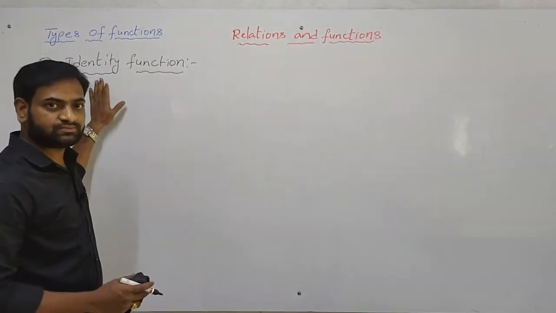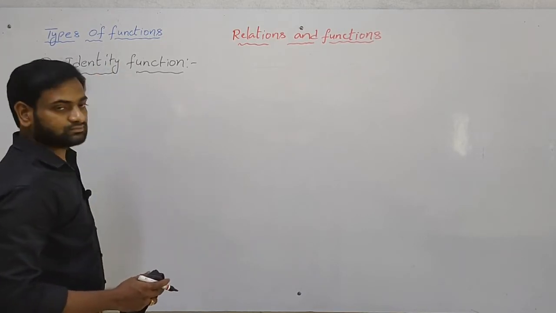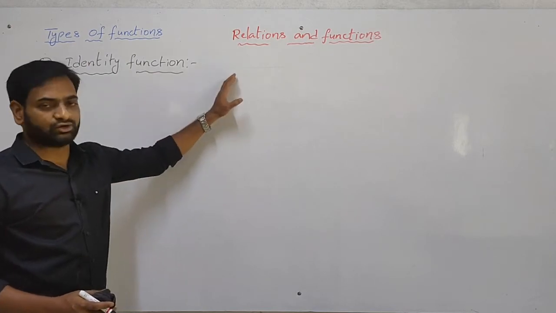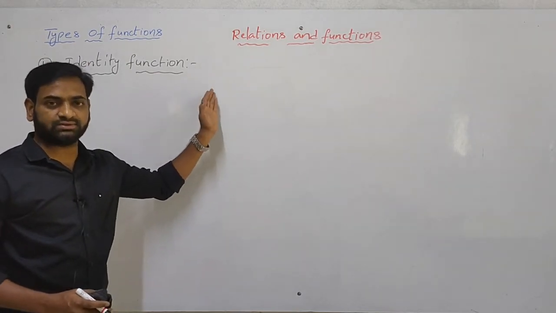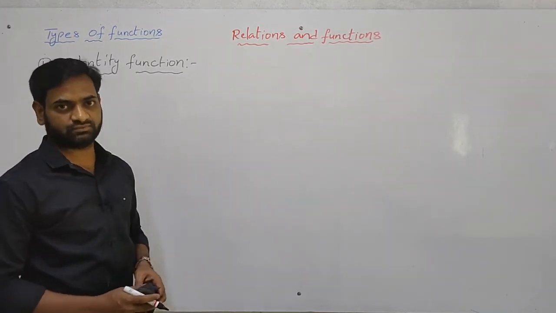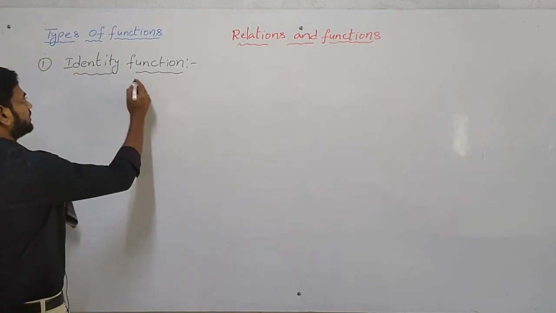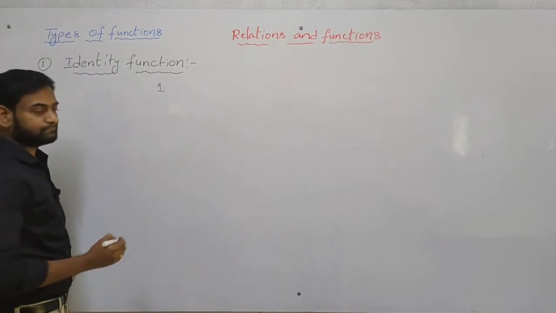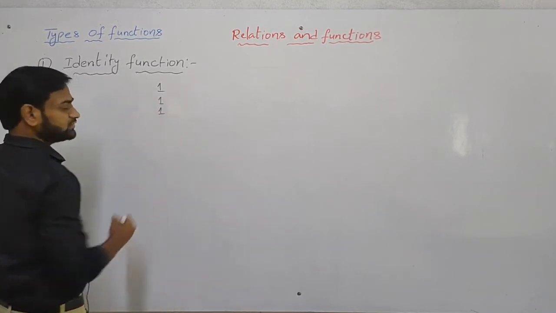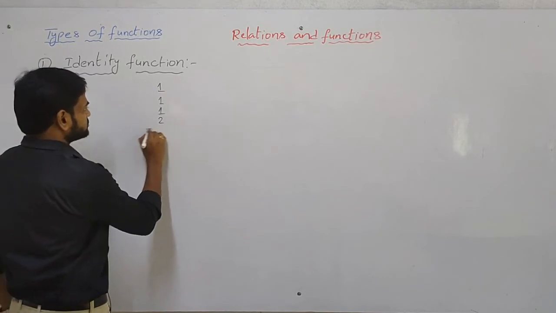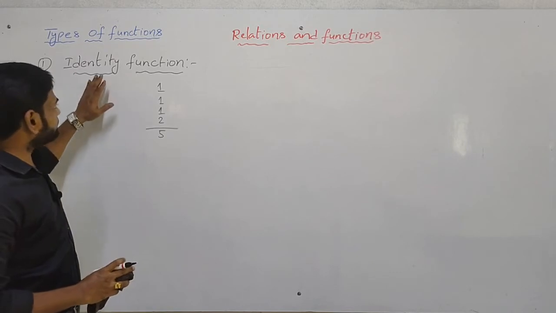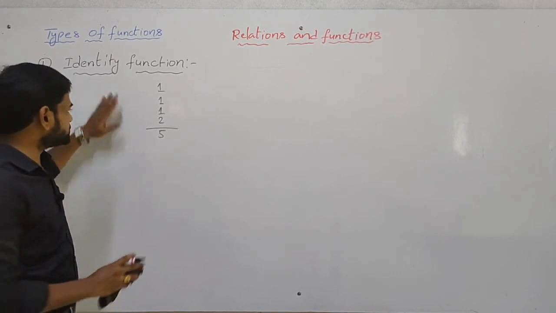For the definition 1 mark, for writing the domain 1 mark, for writing the range 1 mark, and for the graph 2 marks, totally 5 marks. So these are the 5 marks problems here. These are the most important in this chapter.